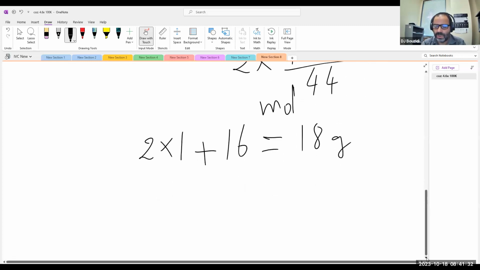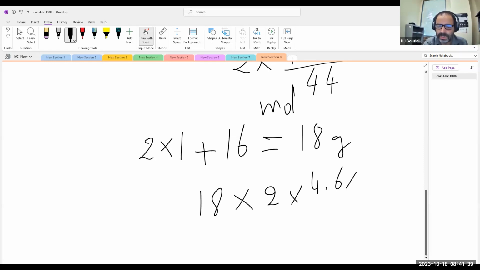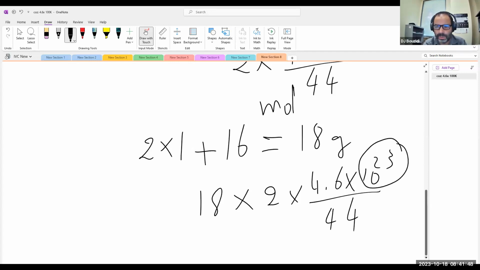Therefore, the total mass of the water should be 18 grams per mole times 2 times 4.6 times 10 to the power 23 divided by 44. It's a big number. Ignore the power for right now. I'm going to get a calculator and punch these things in. I think I have GeoGebra, so let me open it. Let me stop sharing and plug in those numbers in GeoGebra, and whatever it gives me, that's the answer. So I'm going to go to share.